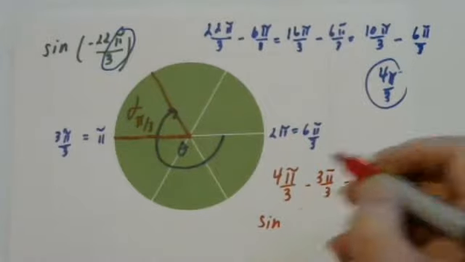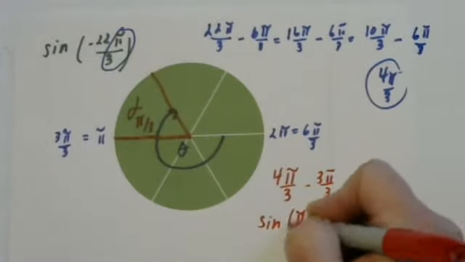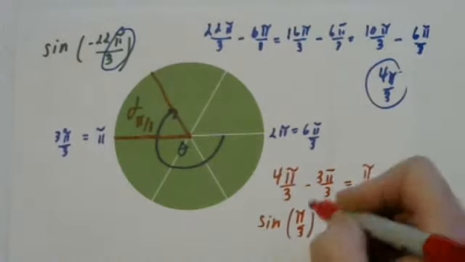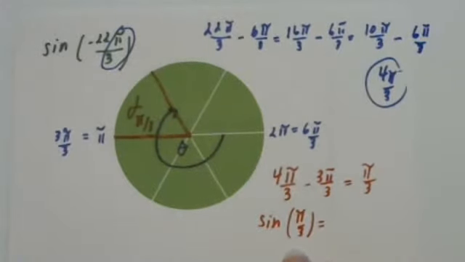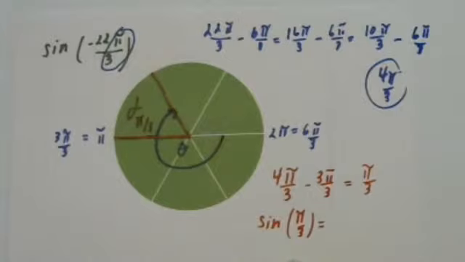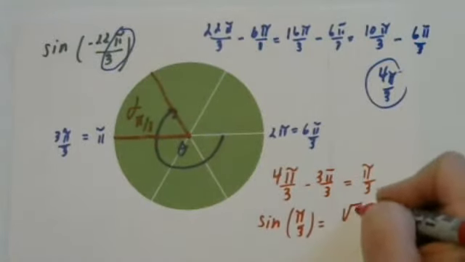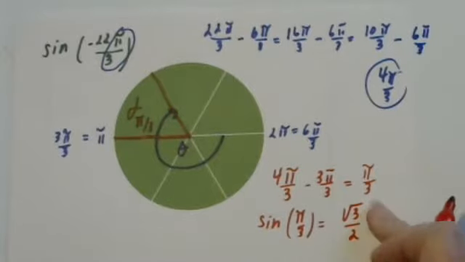So now we take a look at sine of pi over 3. And because you're all such good trigonometry students, you have these memorized, and you know immediately that the sine of pi over 3 is equal to the square root of 3 over 2. So our ratio is radical 3 over 2.